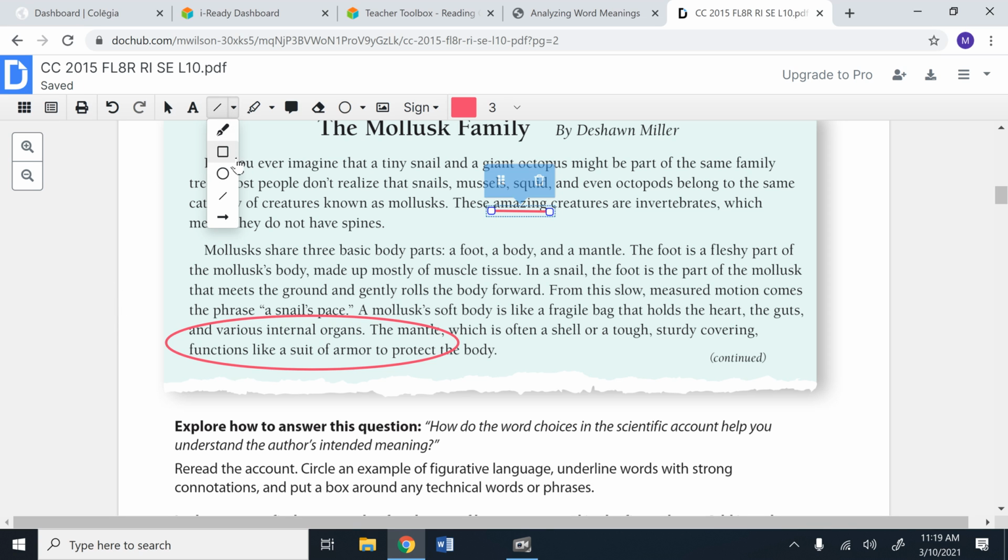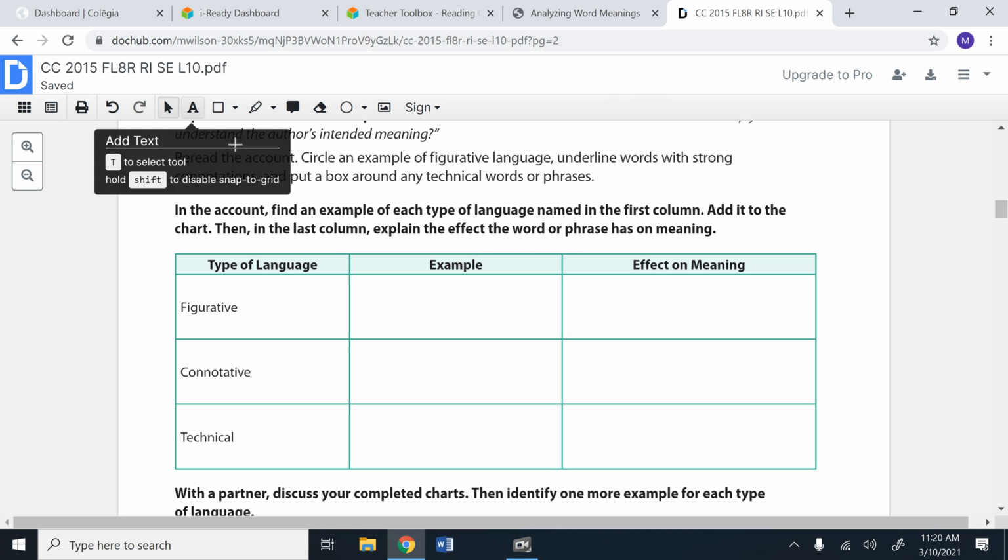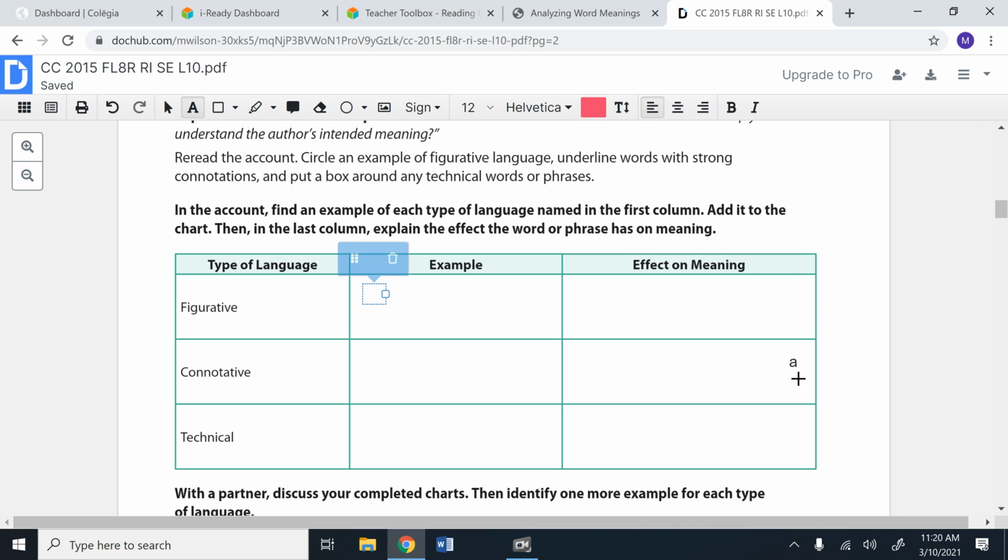Finally, they want us to take our box tool, and they want us to look for any technical terms. I can see the technical term octopods here in the first paragraph, which basically means octopus, but in plural. So now it says, in the account, find an example of each type of language named in the first column. Add it to the chart, then in the last column, explain the effect the word or phrase has on its meaning. So, in the account, the figurative language that we saw was the mantle functions like a suit of armor.